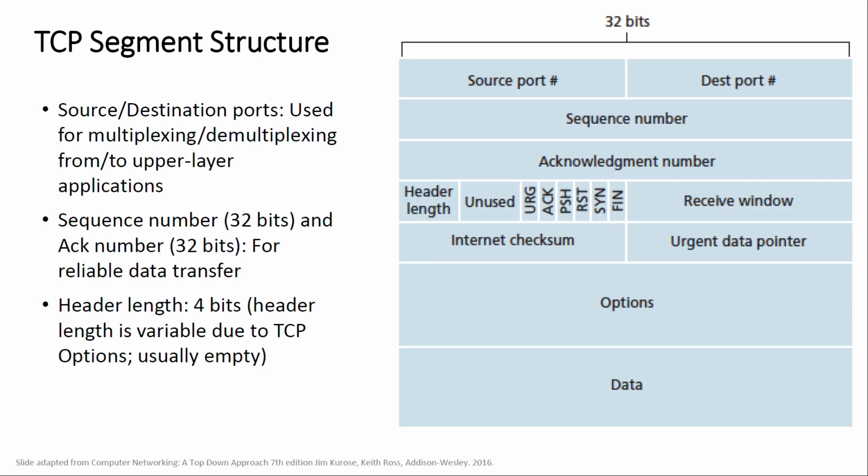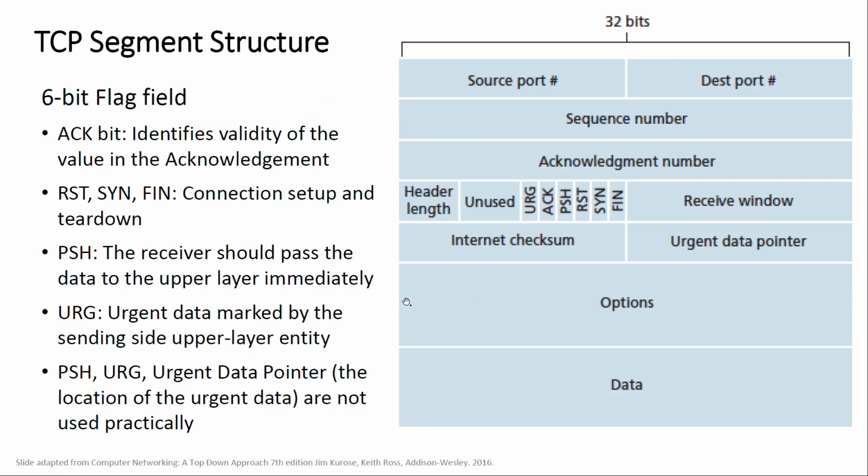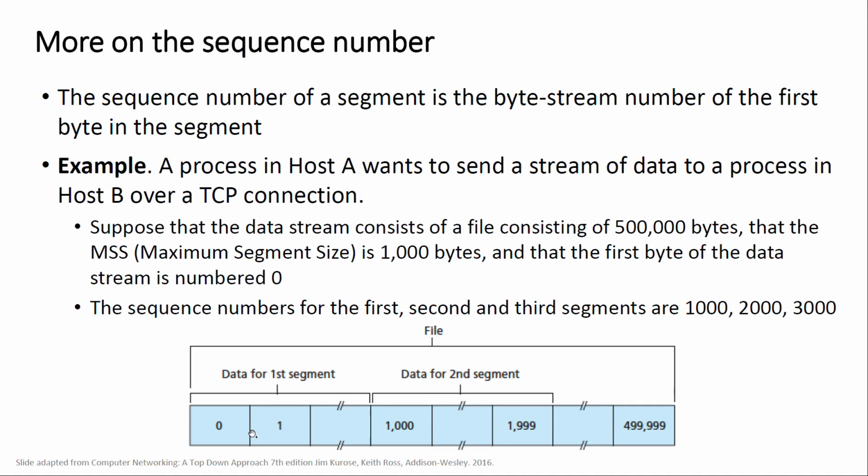Source and destination ports are used for multiplexing and demultiplexing from the upper layer applications. The sequence number is 32 bits, and the acknowledgement number is 32 bits, for reliable data transfer. Header length is 4 bits. These fields are generally empty but used for the TCP options if you prefer. There is a 6-bit flag field here. The ACK bit identifies the validity of the value in the acknowledgement. These three are for connection setup and tear down. We already talked about this, so I think we don't need to talk more.